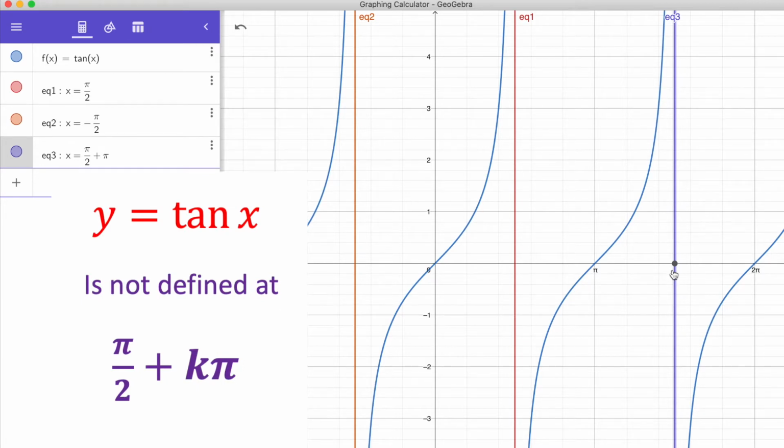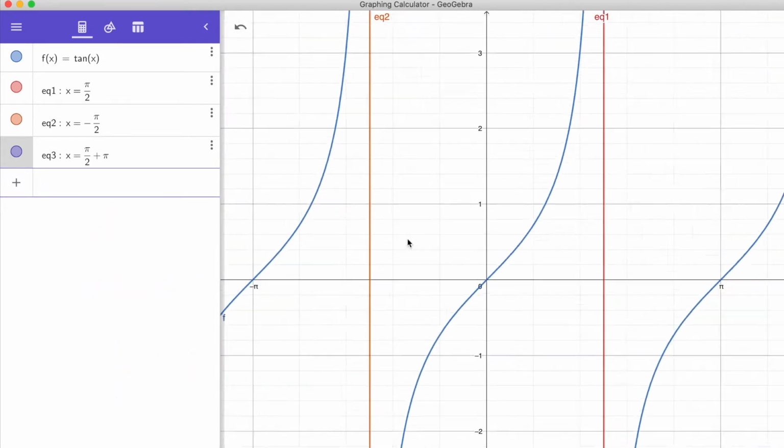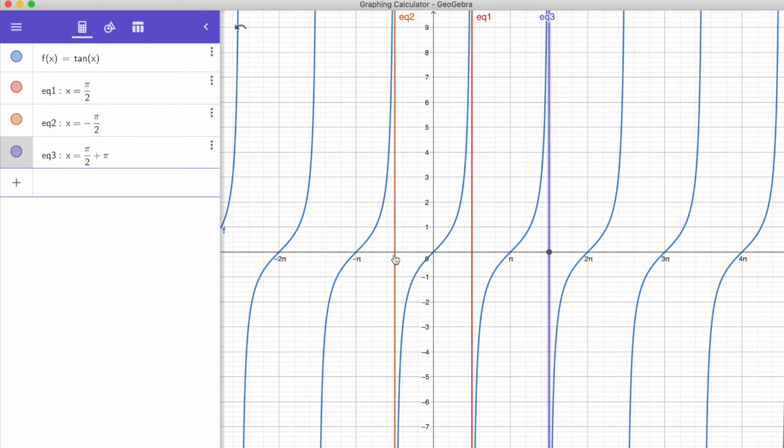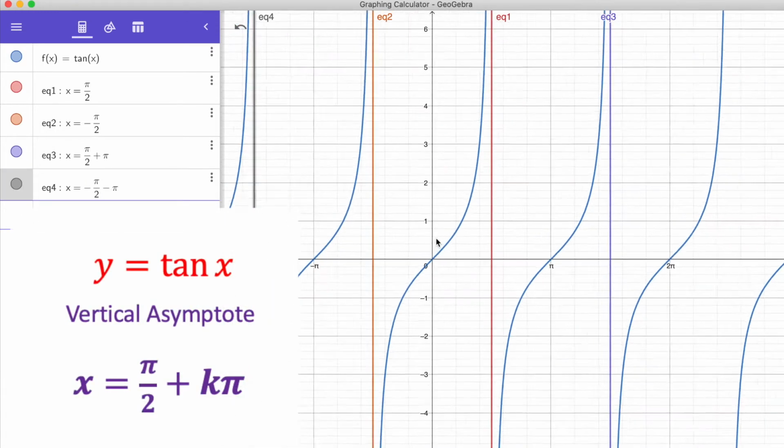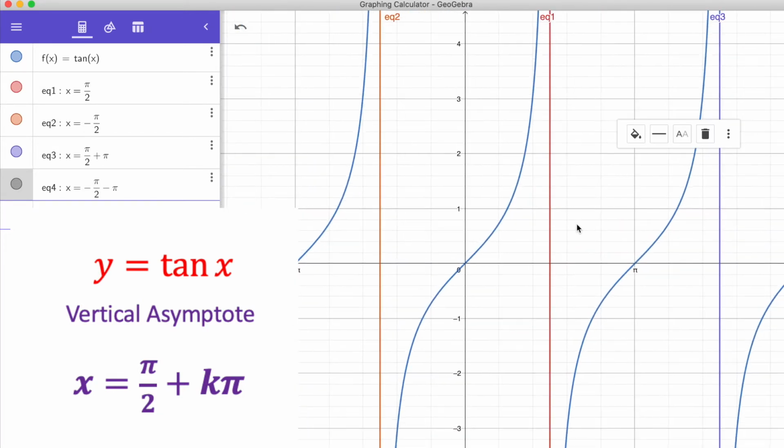Here it is. Let us draw one more asymptote here to the left. Yes, x equals negative pi over 2 to the left means minus the period pi, minus pi. This is the general form for the equations of the different asymptotes: pi over 2 plus k pi, k is an integer. At this stage, we have enough information to manually graph this function.